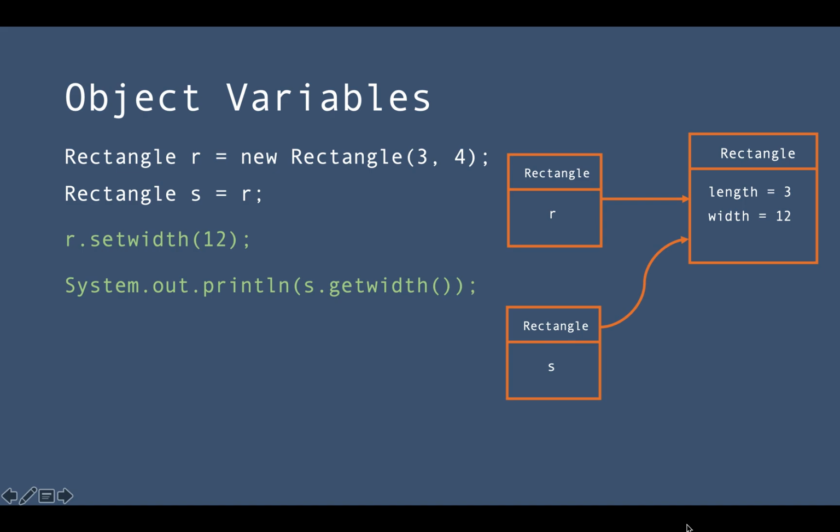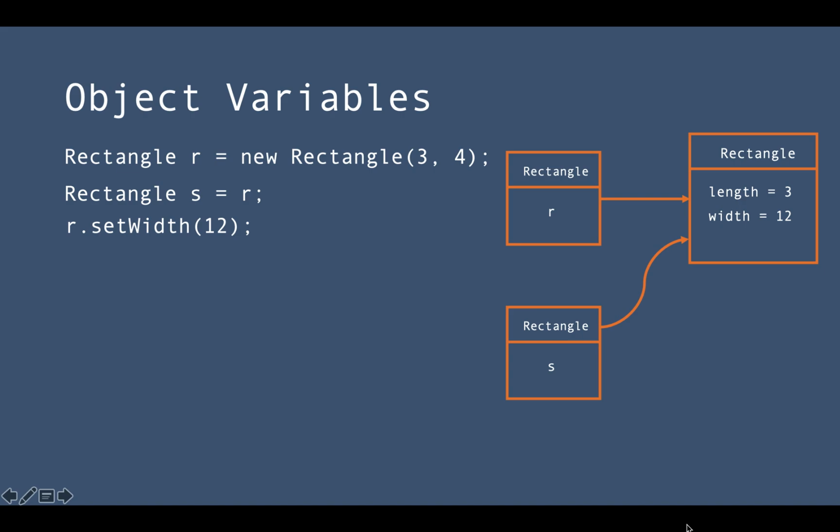Okay, last example here, and then we'll be finished. All right, so we still have our rectangle object variables, both referring to the same rectangle object. We've changed the width to 12. Let's change their length now, okay? You can see that I'm calling the setLength function on rectangle S. So I want to change the length. What am I going to set it to? I'm going to set it equal to whatever R's length is, all right?